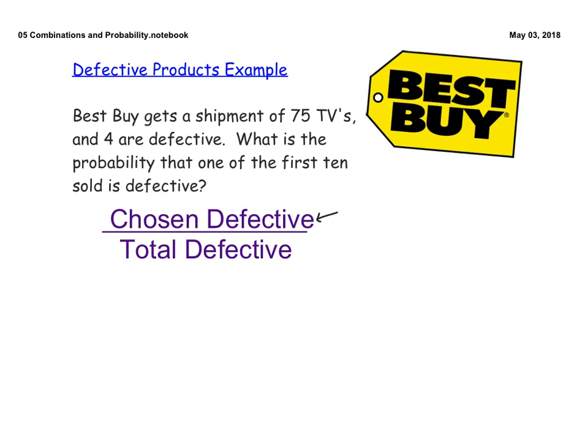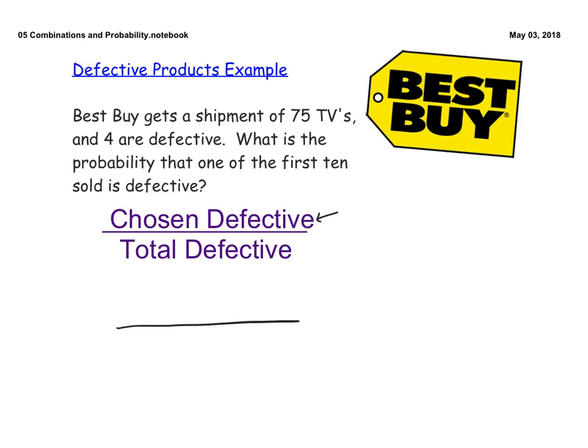It says Best Buy gets a shipment of 75 TVs, and 4 of those 75 TVs are defective. What's the probability that one of the first 10 is sold as defective? Okay, so first of all, when we look at this, I think it would be easiest to look at what's going to go in the denominator first.